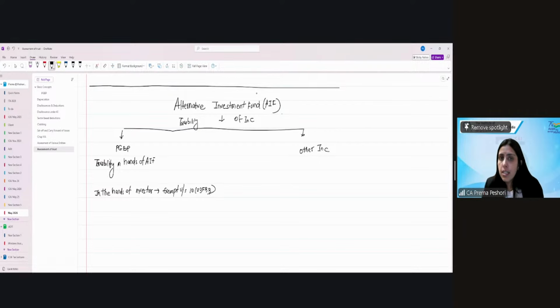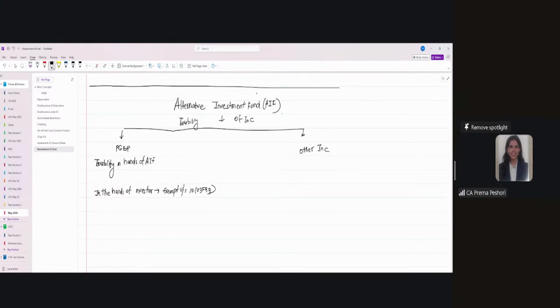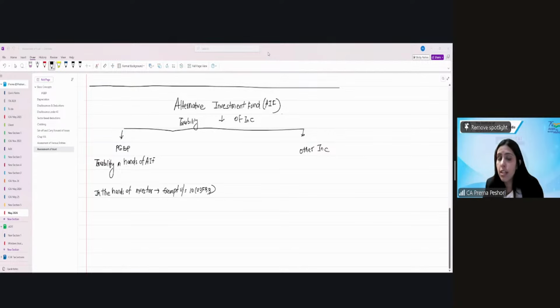So if the income is in the nature of PGBP, it will be taxable in the hands of the AIF. And in the hands of the investor or unit holder, this income shall be exempt under 10(23FB). What is the tax rate which is applicable for the AIF?